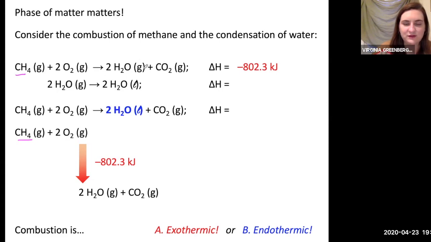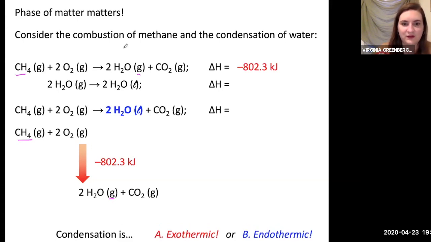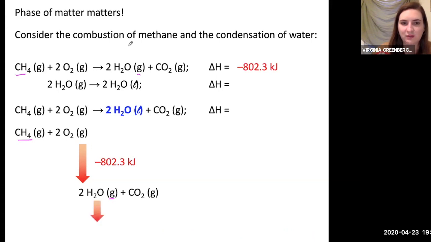And so as written in this first equation, we have gaseous water given off. So next we can think, well, what if we instead were to have liquid water? We would have to have some condensation reaction as we go from the gaseous phase to the liquid phase, and condensation is exothermic. So we would see again another drop in the enthalpy. And the delta H value associated with this is negative 88 kilojoules.